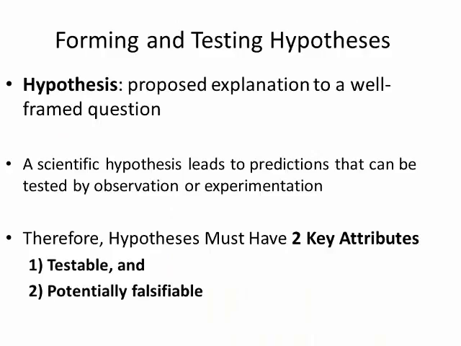within its body. Before moving forward, we need to discuss what a hypothesis is. Hypotheses are simply proposed explanations to well-framed questions. From the hypothesis, a scientist can then go on to make predictions which will be tested by either observation or experimentation. In order for hypotheses to work, however, they must meet two important criteria. They must be testable and they must be potentially falsifiable.